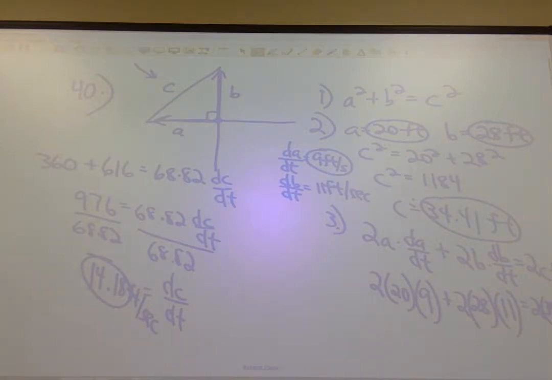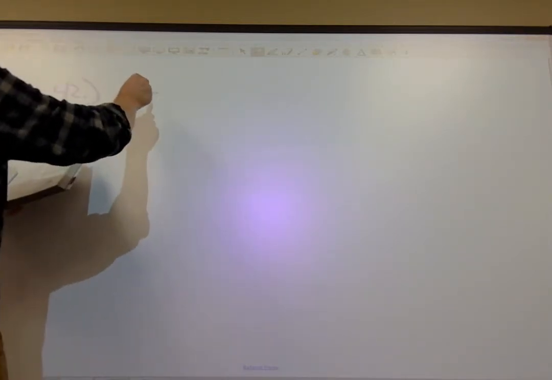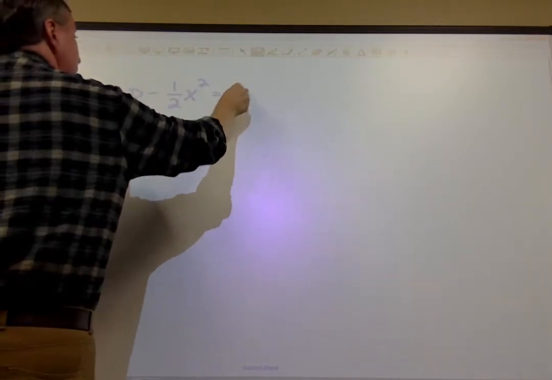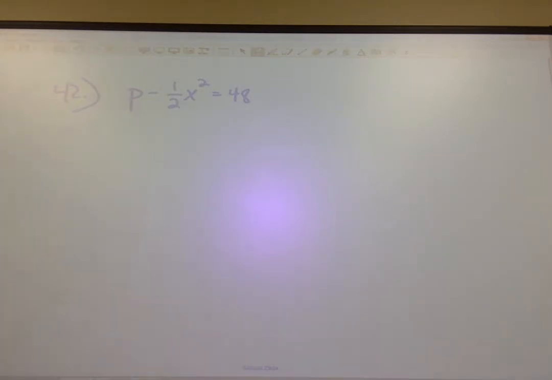Now, we don't have to do as much for 42. Let's look at 42. 42 says, the quantity X of these tires made available each week in the marketplace is related to the unit selling price by the equation P minus 1/2 X squared equals 48. Okay? X is measured in units of 1,000 and P is in dollars. How fast is the weekly supply of tires being introduced into the marketplace when X is 6, P is 66, and the price per tire is increasing at the rate of 3 per week?